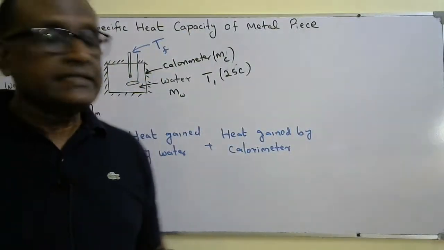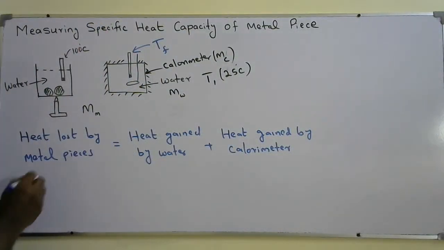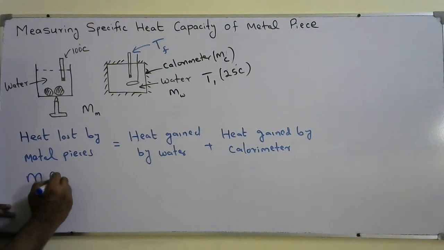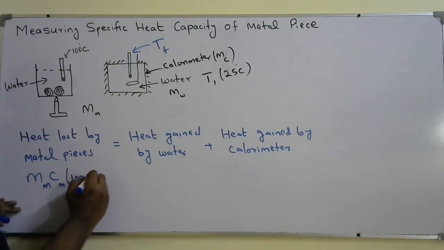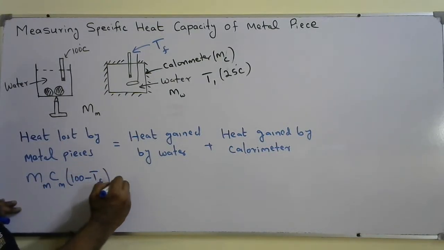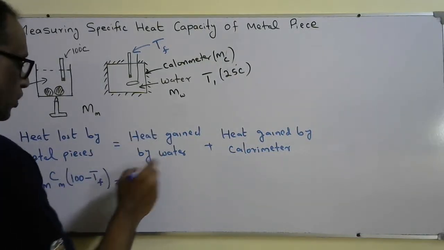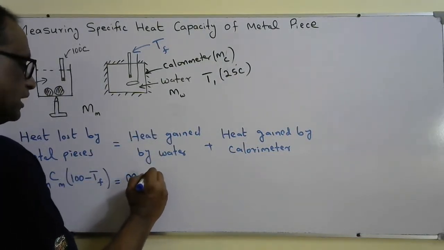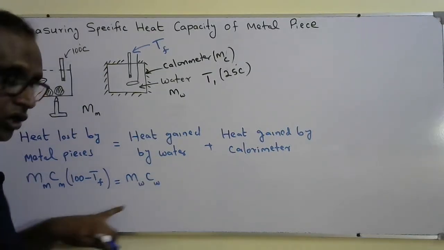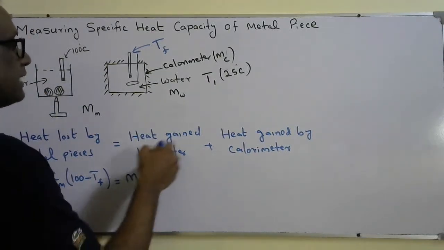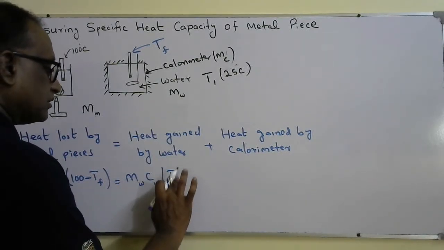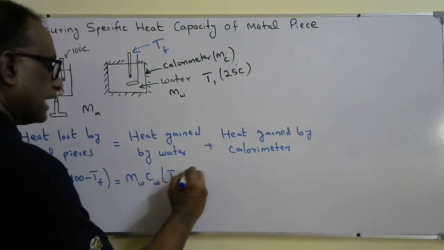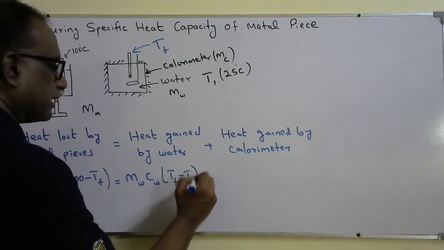So heat lost by the metal piece is equal to M Cm. We are going to find Cm, that's the aim of the experiment. The change in temperature for the metal: they were at 100 degrees Celsius, now they are at TF. This is equal to heat gained by water. Mass of the water we must know, specific heat capacity of the water also we must know, and the final temperature of the water TF. They were initially at T1, room temperature.